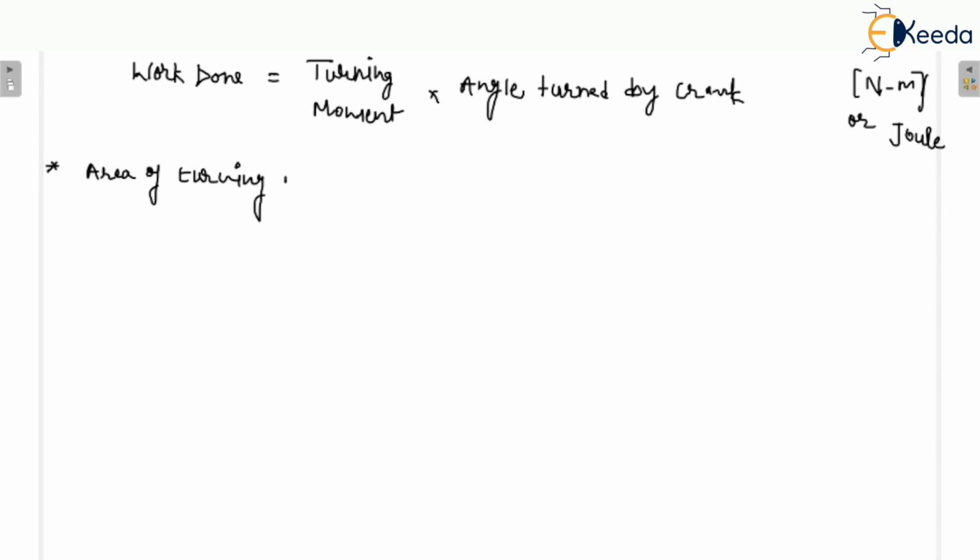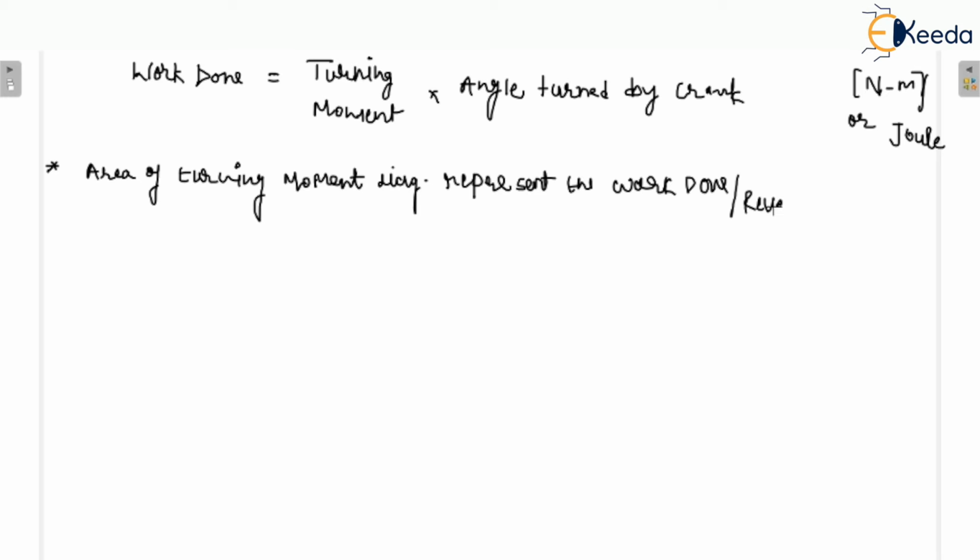You can see from the above relations that work done is equal to turning moment multiplied by the angle turned by the crank. So the area of the turning moment diagram represents the work done per revolution. Are you getting my point? So this was the representation of the work done. That is, the area of the turning moment diagram represents the work done per revolution.